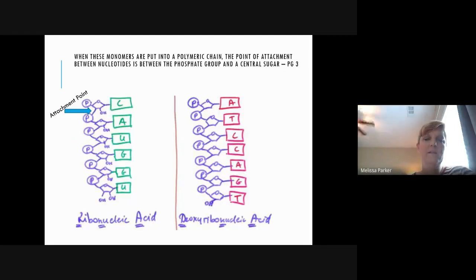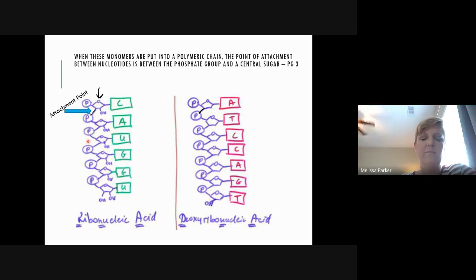So when these monomers are put into polymeric chains, the point of attachment is between the nucleotides, between the phosphate group and the central sugar. If you remember, this is that central sugar, right? So it's attached from that phosphate to that central sugar. Same thing over here, from the phosphate to the central sugar.